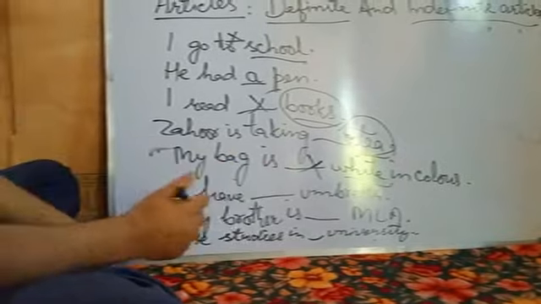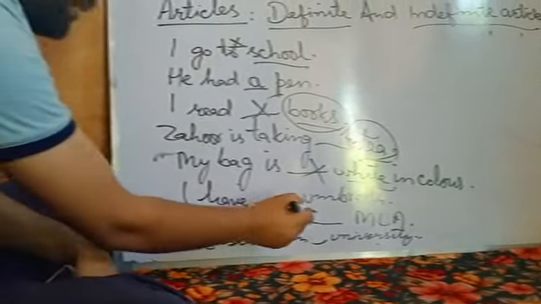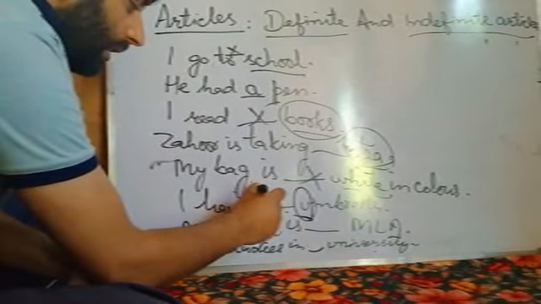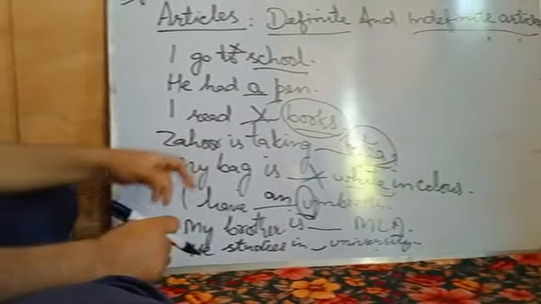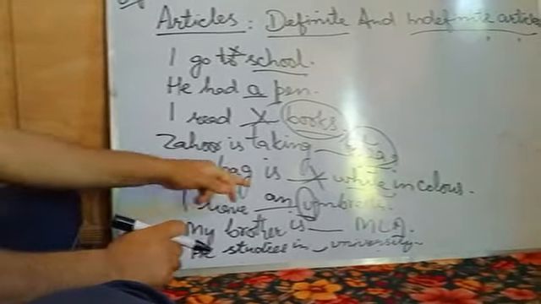I have dash umbrella. U is a vowel. So I have an umbrella. As per the rule, when it is a vowel, we need to use an.